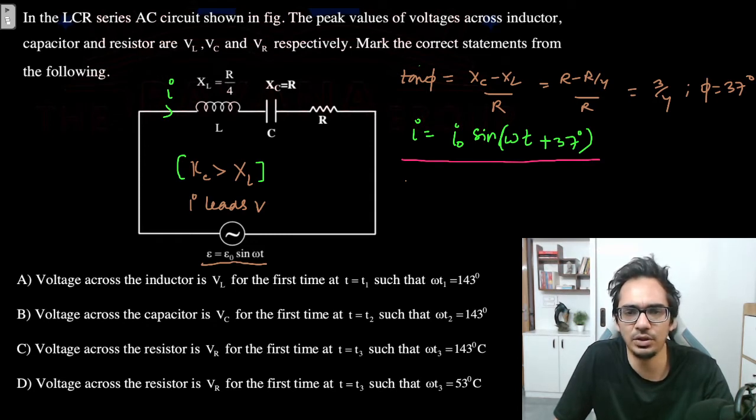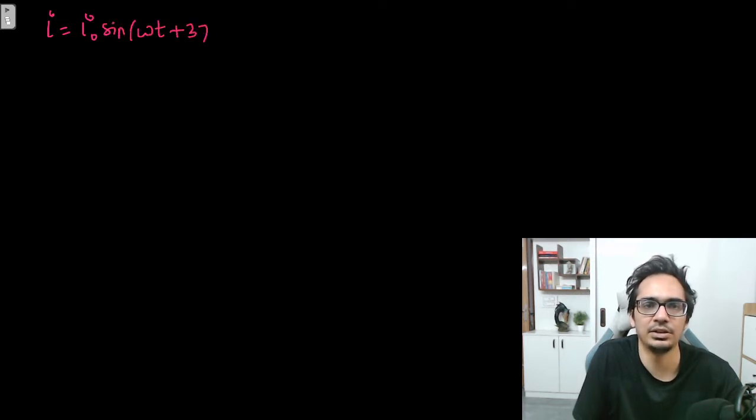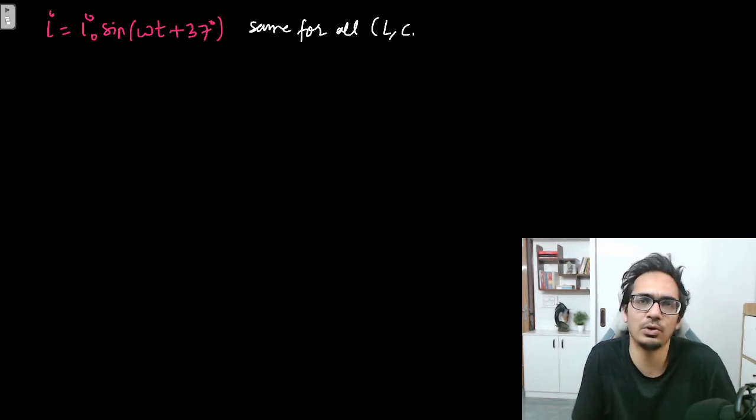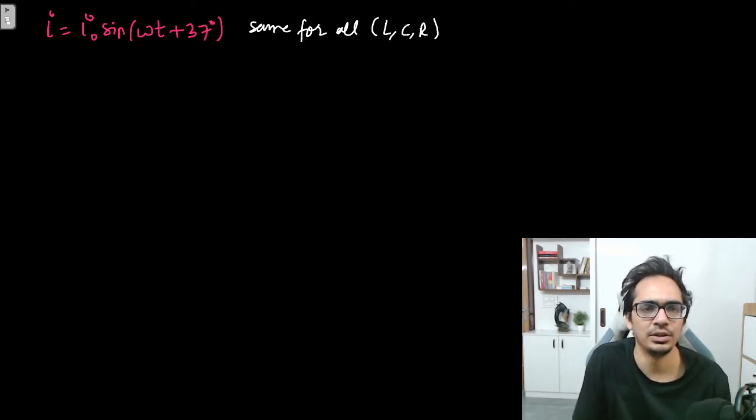So voltage across L, but I will just take a new slide. I is equal to I naught sine omega t plus 37. I will just write it here. I is equal to I naught, whatever the maximum current is, sine omega t plus 37 degrees. So this current is the same for all, same for L, same for C, because they are in series. Now how to write the voltage? The voltage across the inductor is equal to I into XL. So I naught into XL sine omega t plus 37.